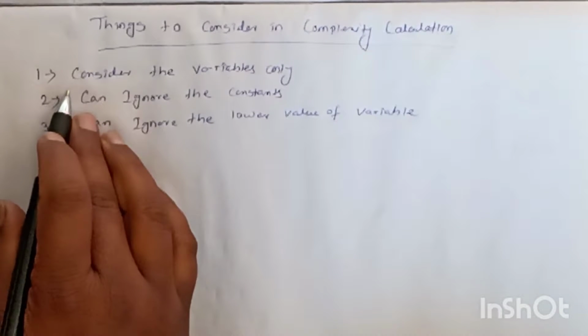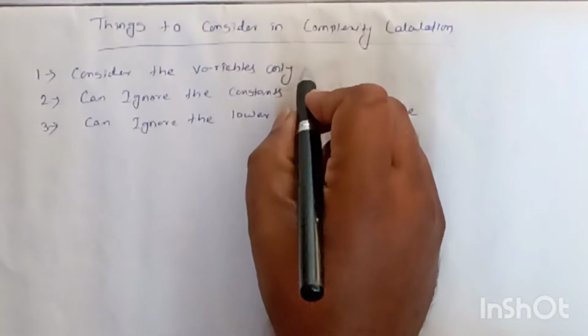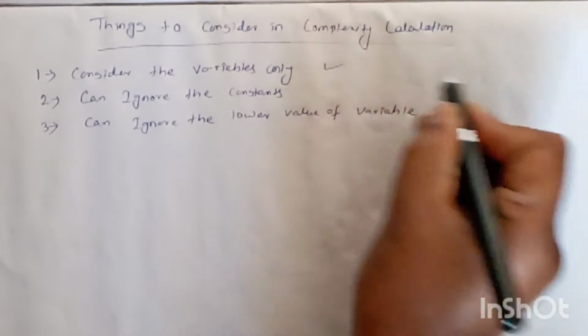So one is, consider the variables only. Why do we need to consider the variables only? This is because in time complexity or space complexity, the variables are unknown. They can change based on your input parameter. So your rate of growth, either in time or space, will heavily depend on the variable part. That's why the first point is to consider the variables only.